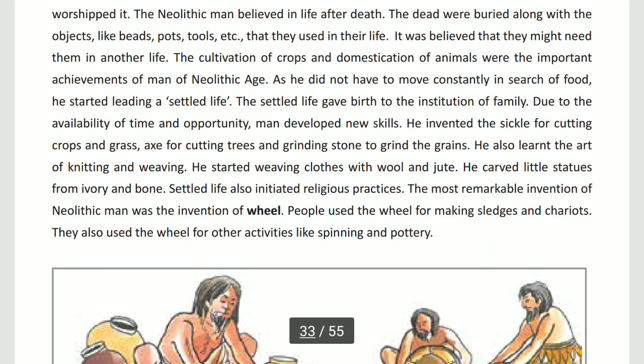It was believed that they might need them in another life. They were believing that they might use them in their another life. अगले जन्म में वो लोग इसका यूज करेंगे.